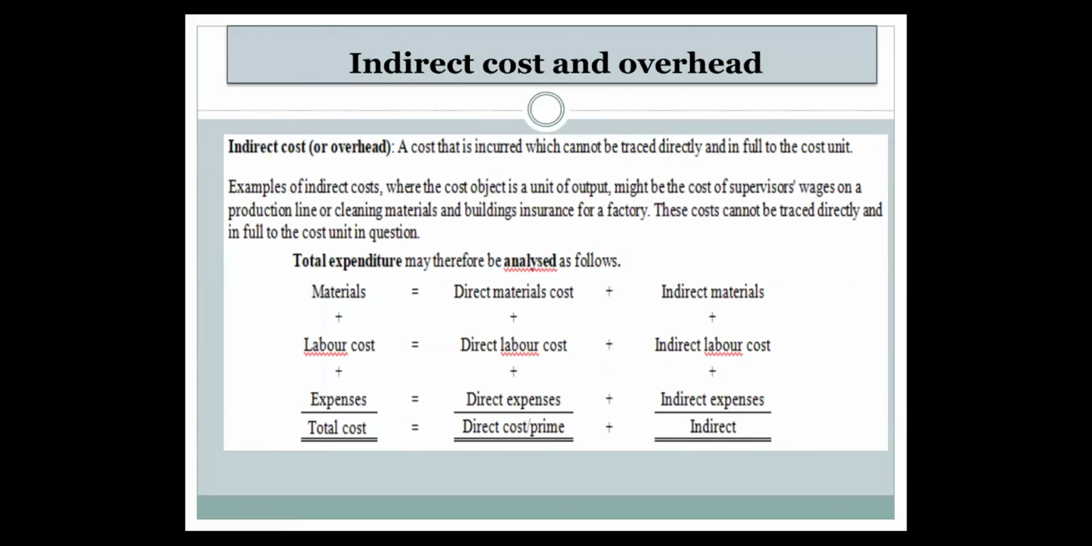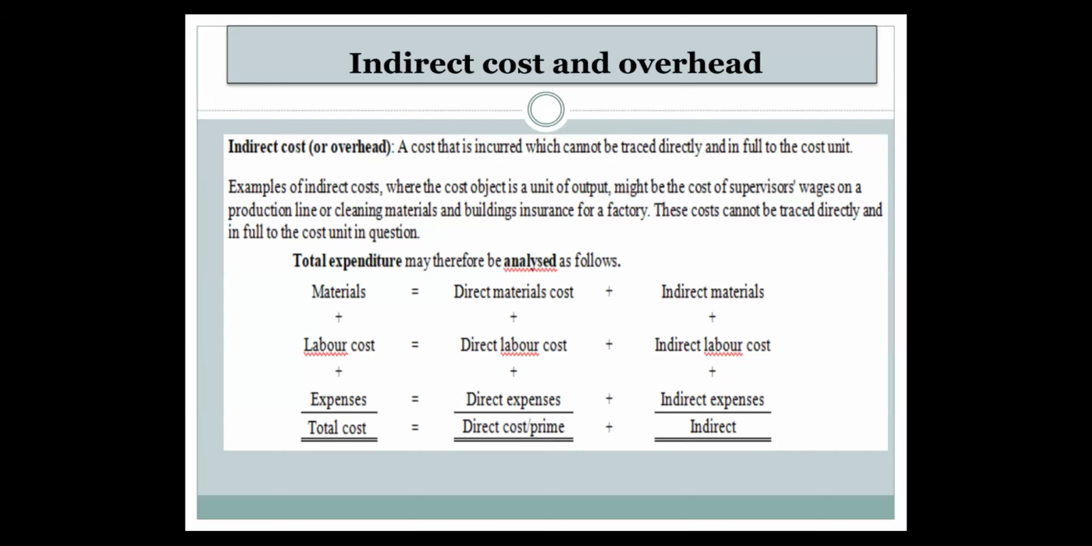Another element of cost is indirect cost and overhead. Indirect cost is the cost incurred which cannot be traced directly to the product, or cannot be traced in full to the cost unit. For example, when the cost object is a unit of output, indirect costs might be the cost of supervisors' wages on the production line, or cleaning material and building insurance for a factory. These costs cannot be traced directly and in full to the cost unit in question.